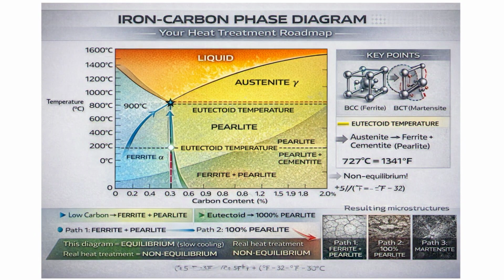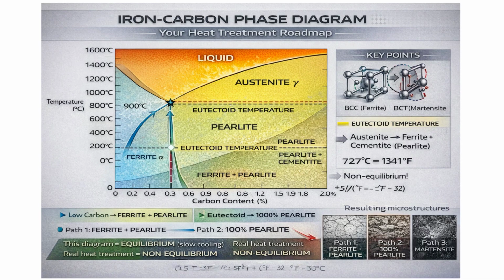To understand how all these phases relate to each other, we need to look at the iron-carbon phase diagram. This might look complex, but it's actually a roadmap. The vertical axis is temperature, and the horizontal axis is carbon content. At high temperatures above 727 degrees Celsius, we're in the austenite region, shown here in yellow. When we cool down slowly, we cross this line at 727 degrees, called the eutectoid temperature. At this point, austenite transforms into ferrite and cementite, which together form pearlite.